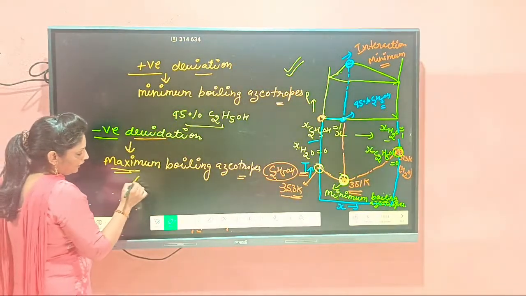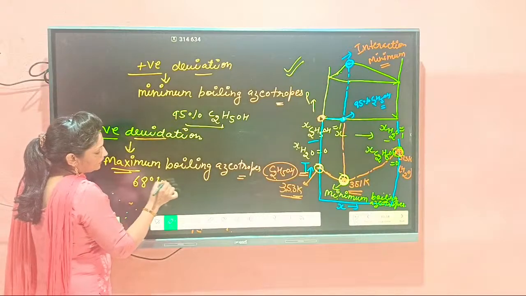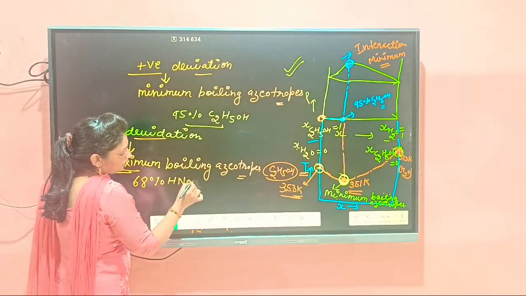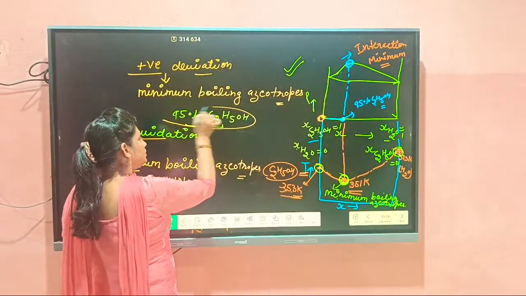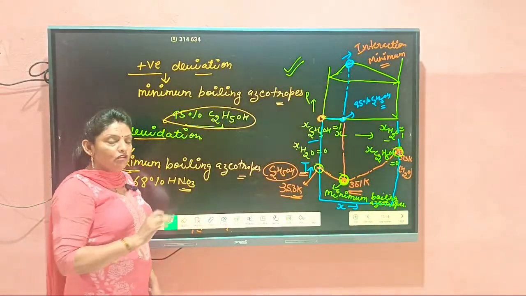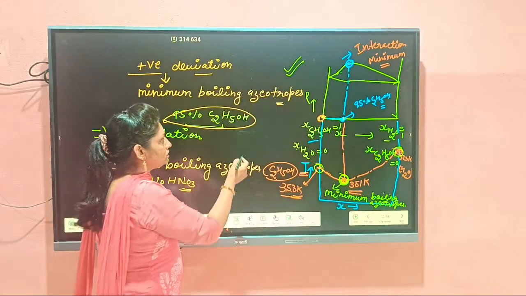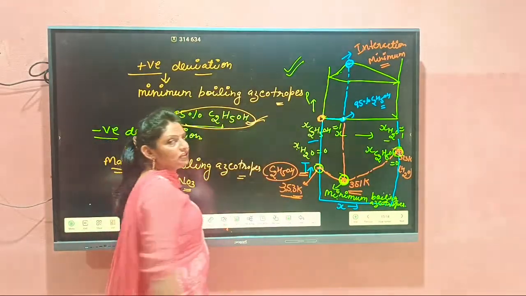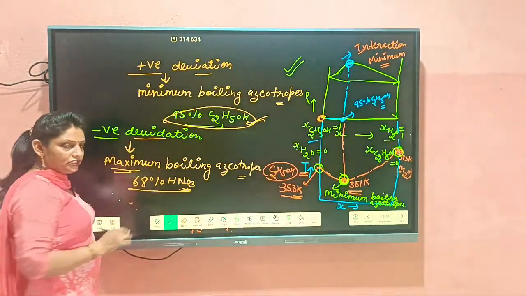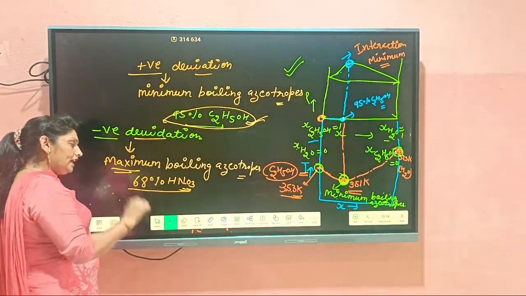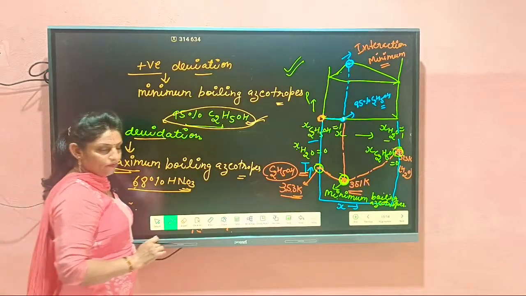For example, we can take the example of 68% HNO3. Here the composition will be fixed. 95% ethanol means 95% ethanol. The composition is fixed in the case of an azeotrope. Here I am taking 68% of the HNO3, means I have to take this amount only.